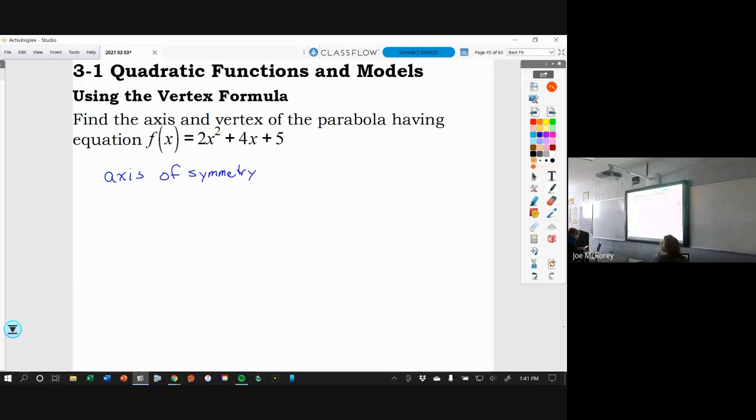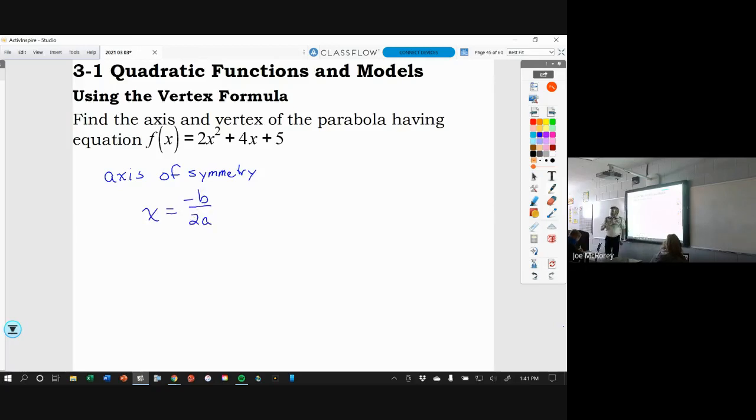Okay, the axis of symmetry is an equation. Is it the vertex? Wait, no. Here's what you do: you find the vertex and you plug the point into the equation. What is the equation for the axis of symmetry? I don't know anymore. X equals negative b over 2a. Yeah, because the answer is x equals a number.